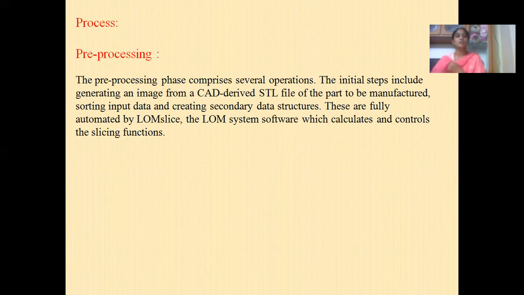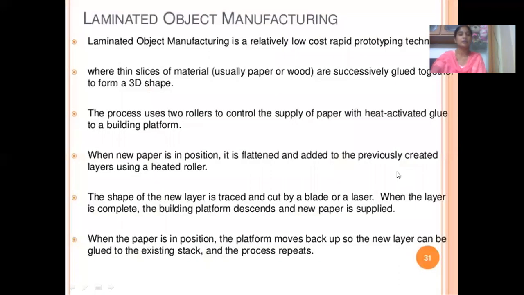The initial steps include generating an image from a CAD STL file of the part to be manufactured, sorting input data, and creating secondary data structures. These are fully automated by a LOM slice, the LOM system software which calculates and controls the slicing functions.